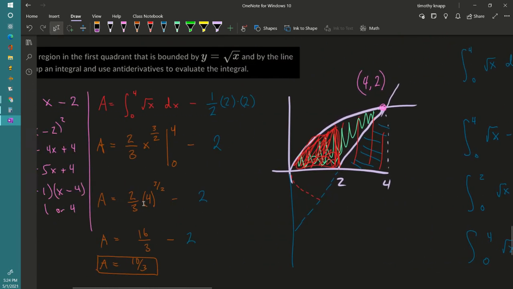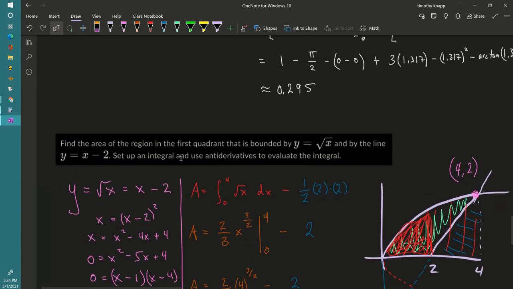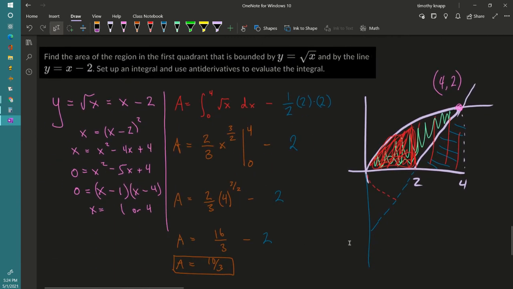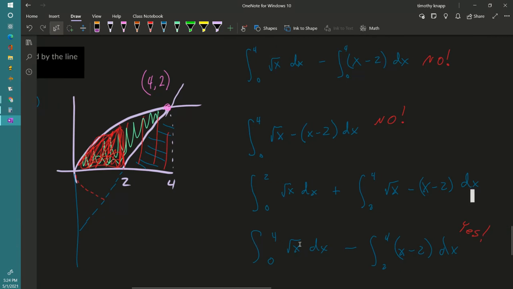Okay. Another reason why you might do it, because it actually says set up an integral. And so you might be thinking, well, I have to use integrals. So this is actually maybe the best answer right here. Okay.